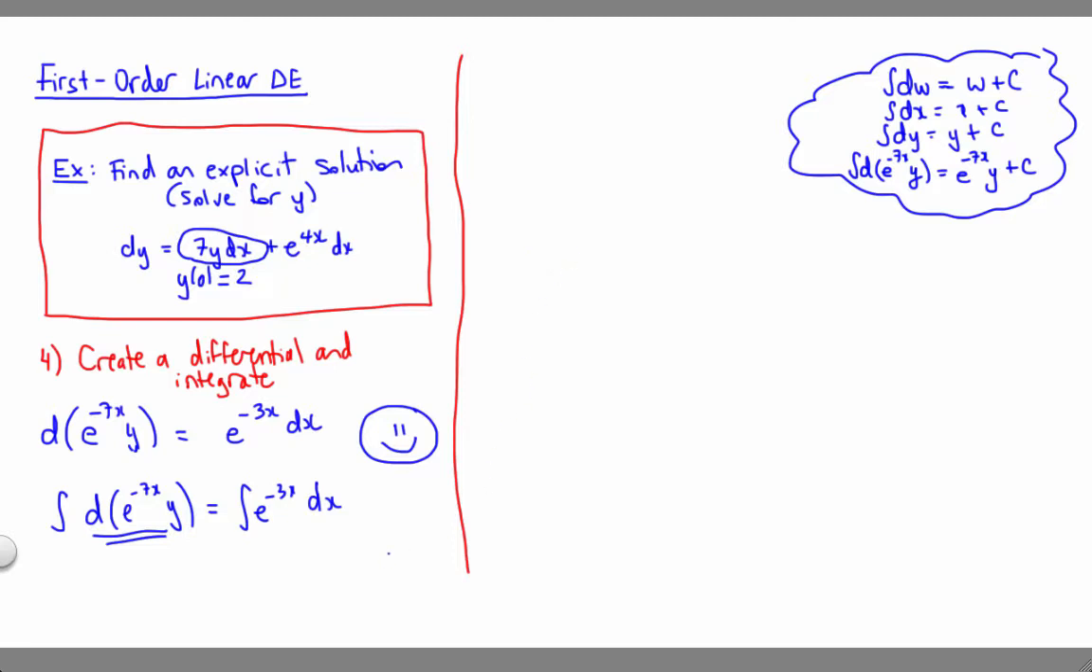All right, so with that in mind, let's integrate both sides of this equation. On the left side, the integral just gets rid of the differential and we get e to the negative 7x times y. On the right side, we're doing our usual sort of integration. We've got an exponential here, so e to the negative 3x divided by negative 3. So I'm going to say minus 1/3 e to the negative 3x plus c1.